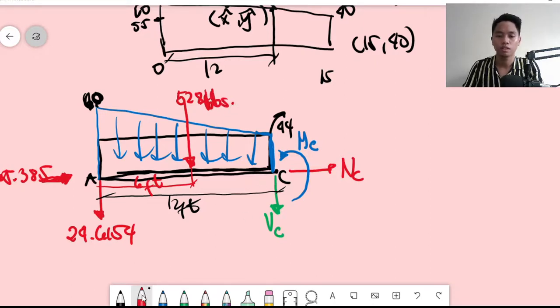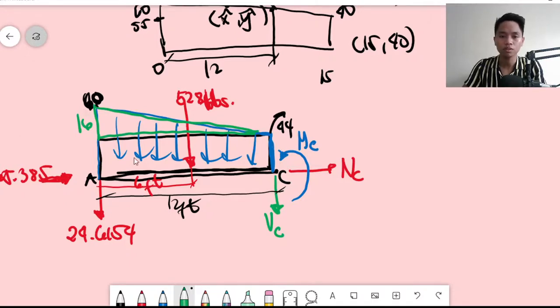Okay. Now for the triangle. You know this is a triangle, right? Now if this is 44 and the total is 60, the remainder here would be 16, right? So 60 minus 44 is 16. Therefore the resultant force is somewhere here, at 1/3 of your 12. 1/3 of your 12 is 4. So therefore this is 4 feet.